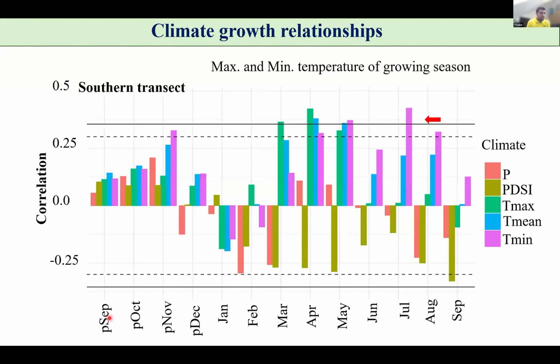In the southern also, we can see the minimum temperature, or mean and maximum of the growing season, playing a role in increasing the growth, as they are positively correlated. These results are in line with many studies which are reporting that with increasing temperature, plants are showing more and more growth. And this is specifically more evident in the areas where temperature is the limiting factor. And in this area, temperature is the limiting factor throughout.